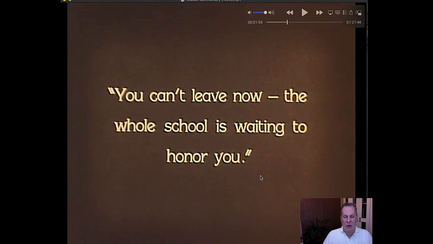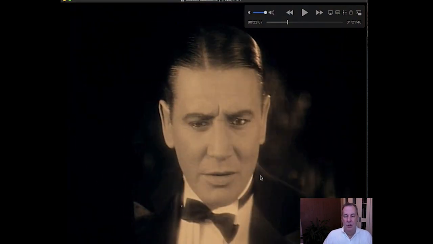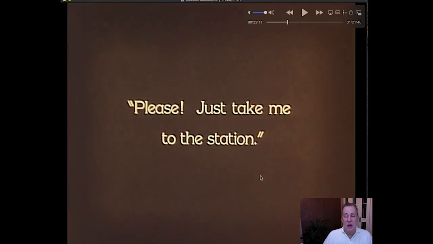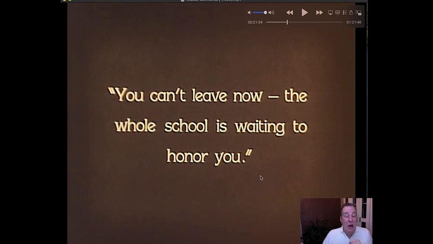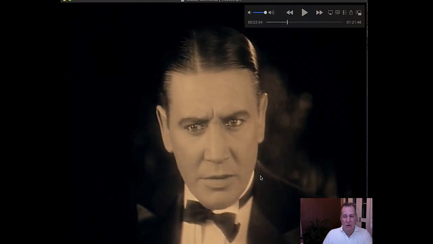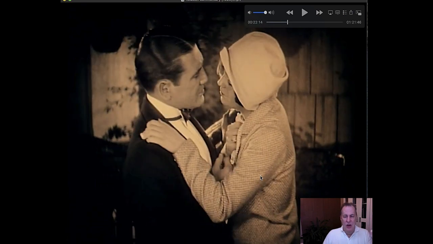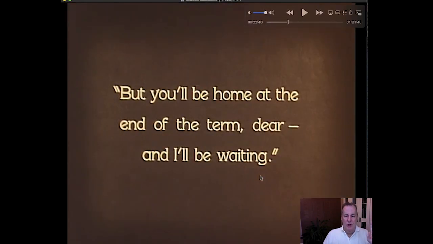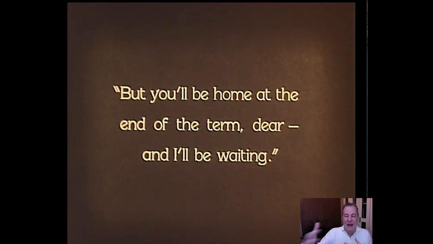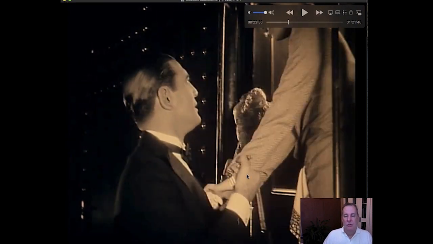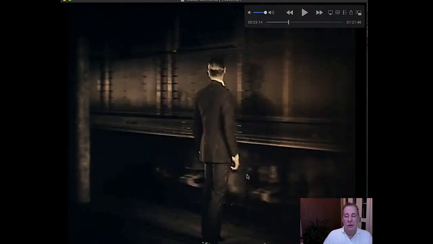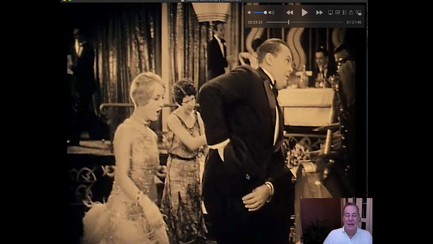"You can't leave now. The whole school's waiting to honor you." "Oh, please, just take me to the station." And she says, "You can't leave now. The whole school's waiting to honor you." So he's thinking, "I'll go back with you." And she says, "No. Just take me to the station and you go on to the party. But you'll be home at the end of the term, dear," meaning at the end of the semester, "and I will be waiting for you." "Oh, I love you." Kiss, kiss. Right? Bye. And oh my God, this scene.